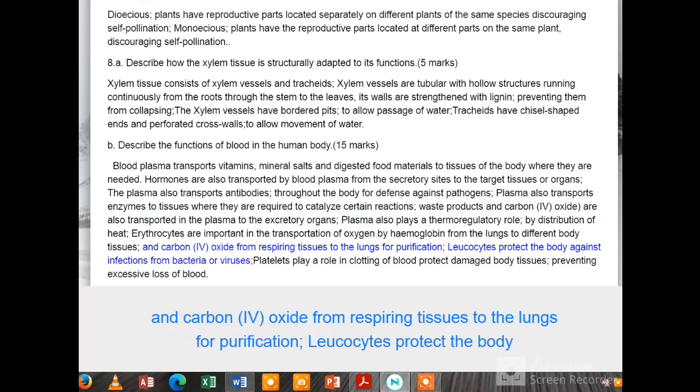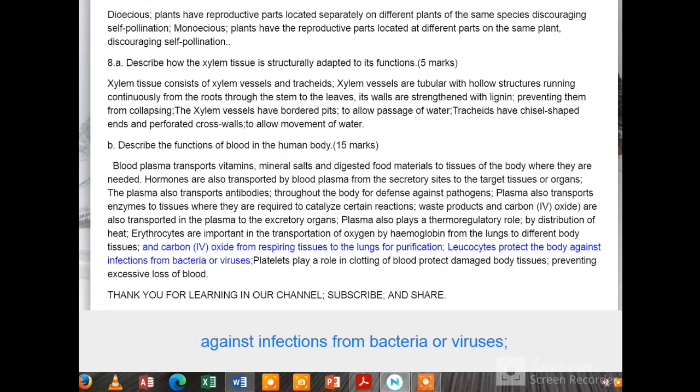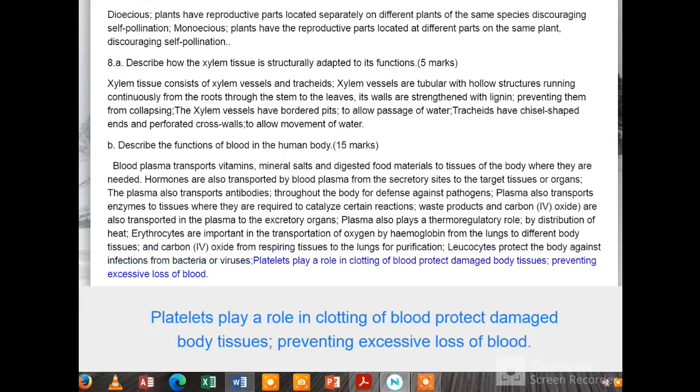Leukocytes protect the body against infections from bacteria or viruses. Platelets play a role in clotting of blood, protect damaged body tissues, preventing excessive loss of blood.